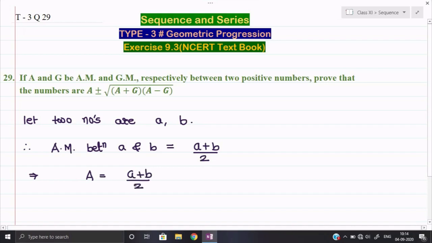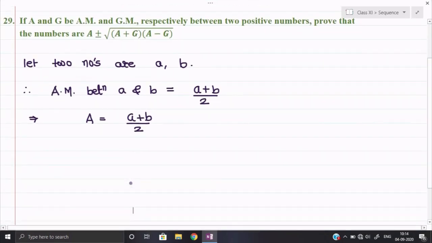And see how a plus b upon 2, I have shown you in the last question, the arithmetic mean between a and b will always be equal to a plus b upon 2, and the geometric mean between a and b will be equal to under root of ab. However, the value of arithmetic mean is given here as capital A and geometric mean is given here as capital G. So we can say that the geometric mean between a and b is equal to under root of ab, and geometric mean is given in the question here as G.